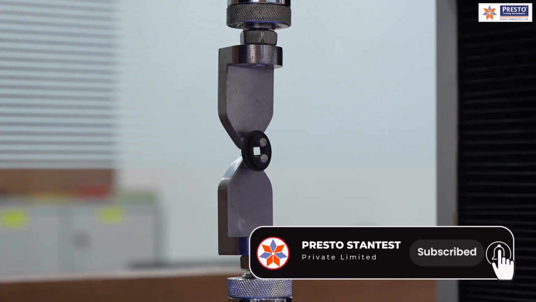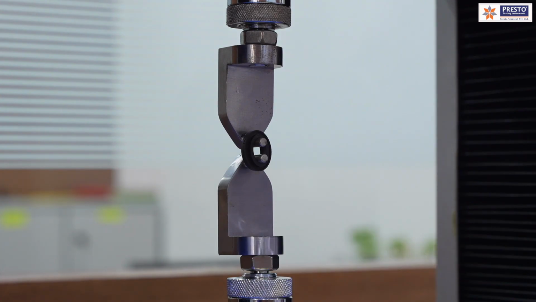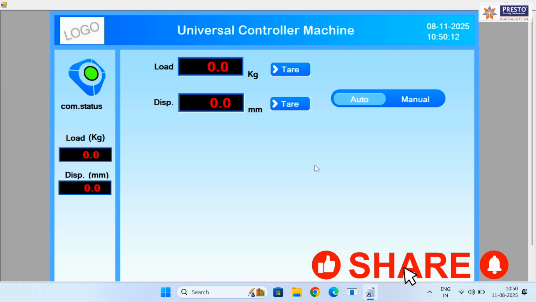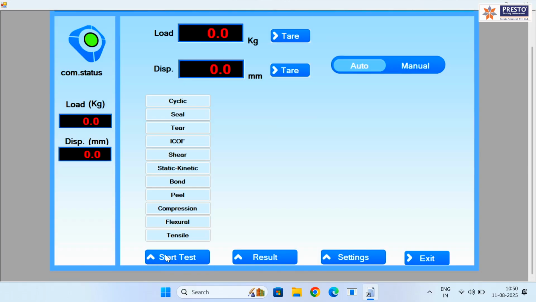Right now we are performing the tensile testing in a conventional method, which we generally perform for checking the failure load of the sample. This is the Presto Universal Strength Testing Machine software, Zeus Ultimo. Here we will make a proper profile. We'll go into the tensile mode. If I want the proof test for hold load, then we have to go into the cyclic mode for the proof test.